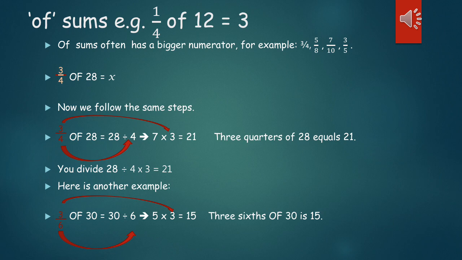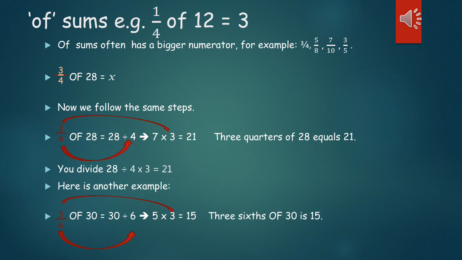3/4 of 28 equals x. Now we follow the same steps. 3/4 of 28 equals 28 divided into 4 groups, which is 7 times the 3, which is the numerator, and that equals 21. 3/4 of 28 equals 21. You divide 28 divided by 4 times 3 equals 21.